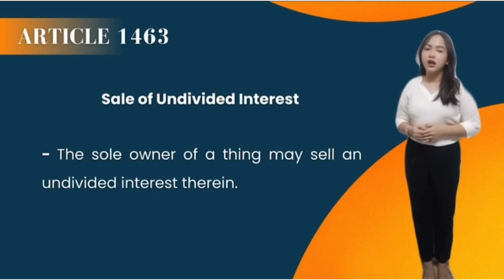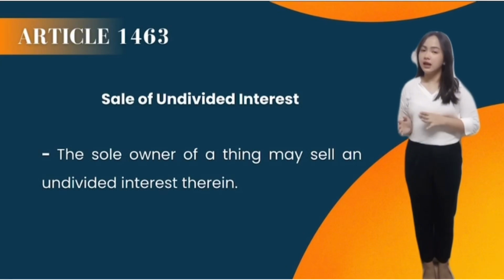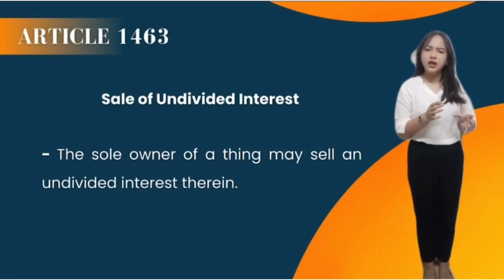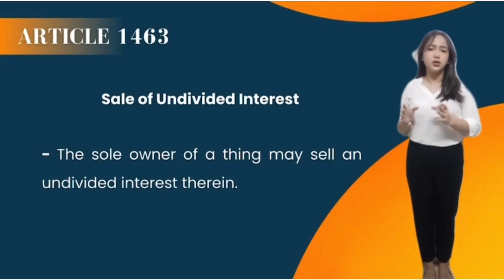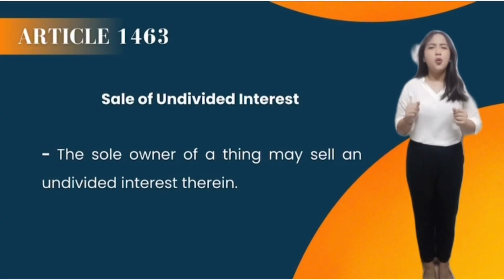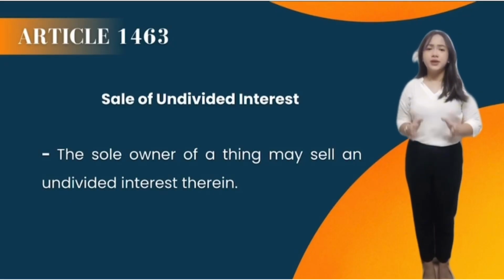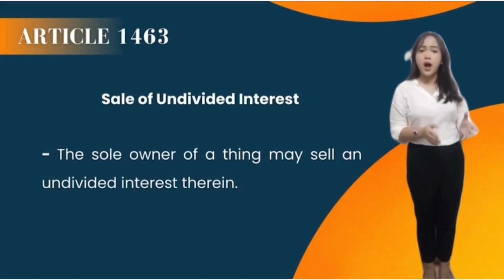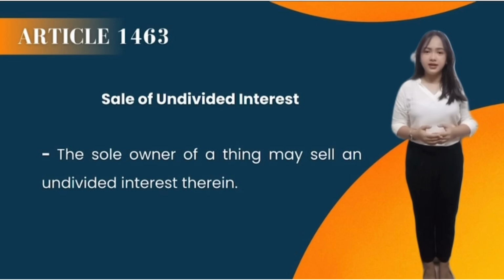Article 1463. The sole owner of a thing may sell an undivided interest therein. It simply means that if you own something entirely by yourself, you have the right to sell a share of that ownership to someone else, while still keeping a share for yourself. Let's take an example. Maria is the sole owner of a piece of land. She can sell a half interest in that land to her friend Juan. Now, Maria and Juan are co-owners of the land.